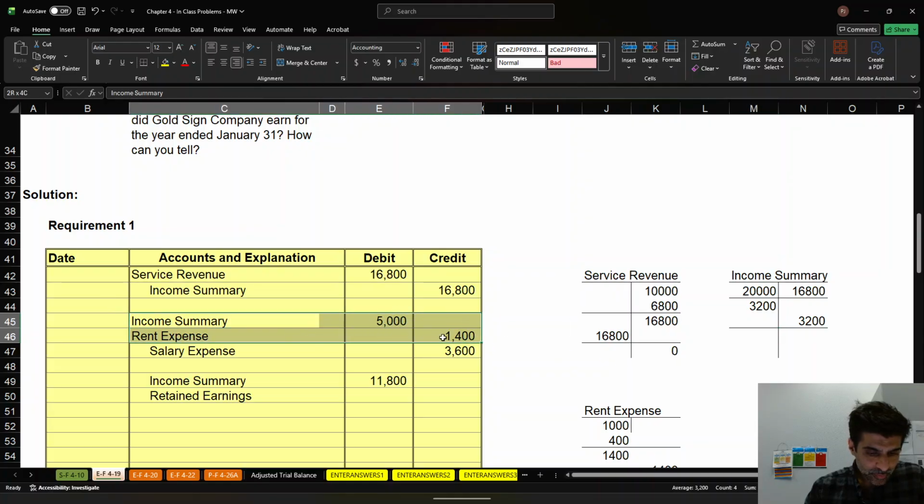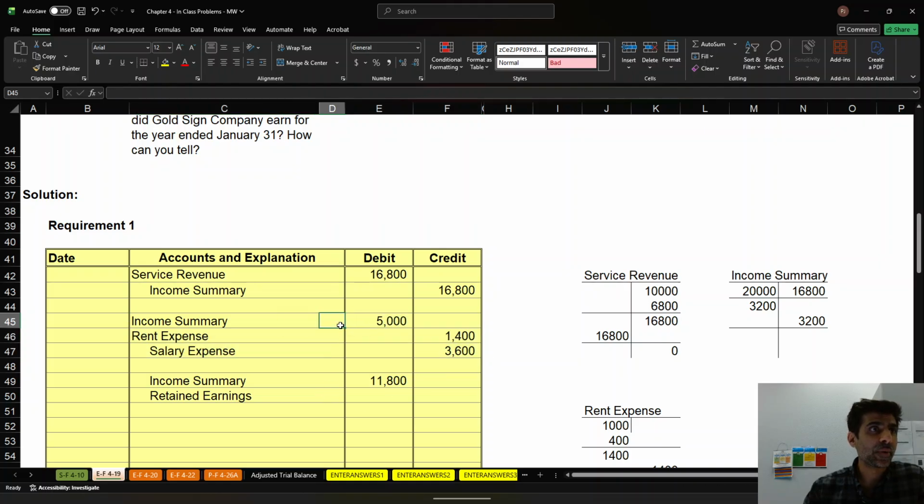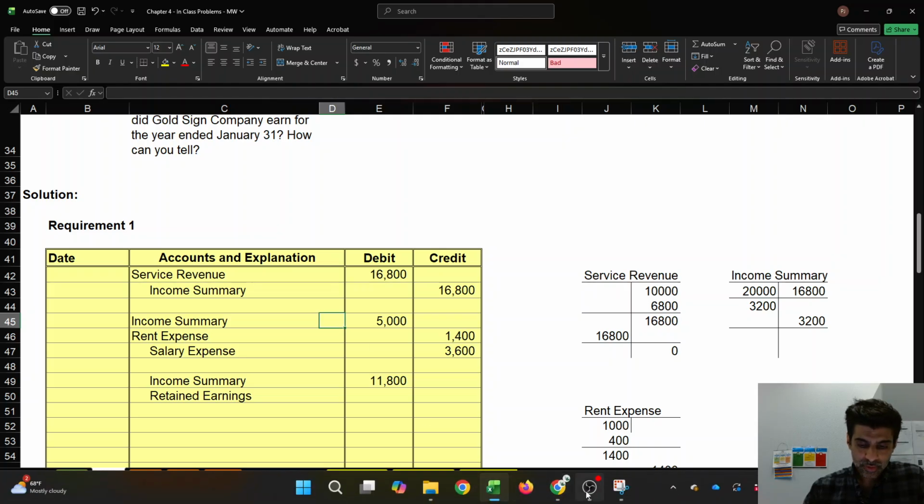You're talking about this one? Yeah. Like it's 5,000 above it. Is there a reason for that? Are you just talking about this journal entry right here? Well, I mean, you put the debits first, right? Okay, so yeah. Since I'm debiting income summary, I'm going to put it first. All right. That's it.